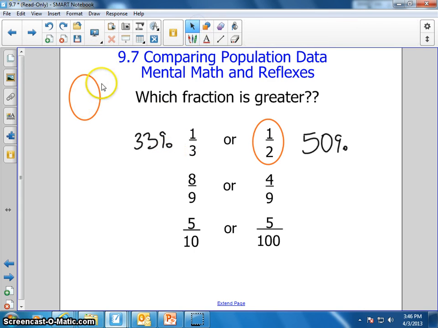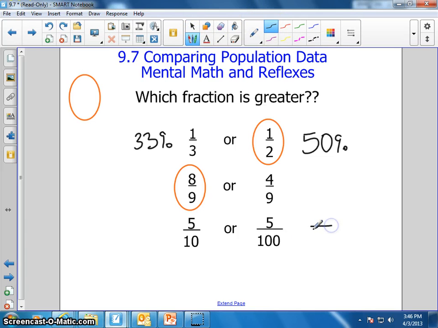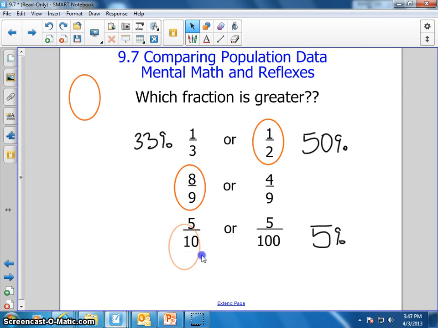What about the second one? Well, they both have the same denominator, so which numerator is greater? That's a big hint that could help us out. 8/9 would be greater. Looking at these, they have different denominators, but we know that 5 out of 100 is 5%, because percents are always out of 100. And knowing that, we also know that 5 out of 10 is equal to 1/2, or 50%. So 5/10 would be greater.